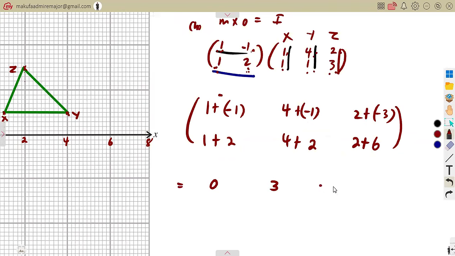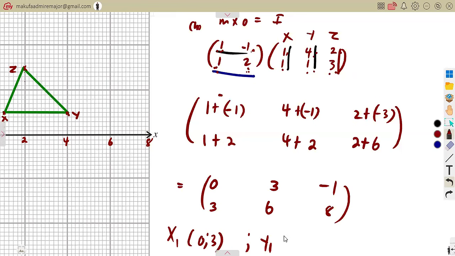2 minus 3, which is minus 1. Add, that's 3, 6, 8. So these are the coordinates of the image: x1, which is 0, 3. There we're going to have y1, which is 3, 6. And z1, which is minus 1, 8.